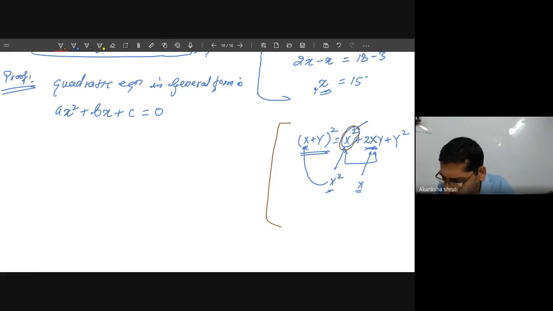Means we want to go just reverse from this side, we want to go on this side. So the first term we need is the whole square term. But here, what is a x square? Means if I divide the whole of this by a, the a will be removed from the coefficient of x square.